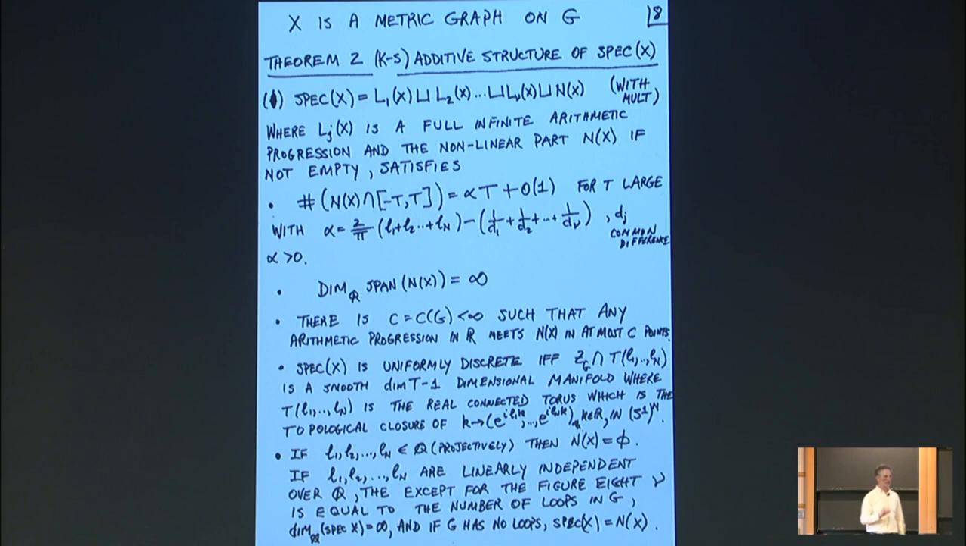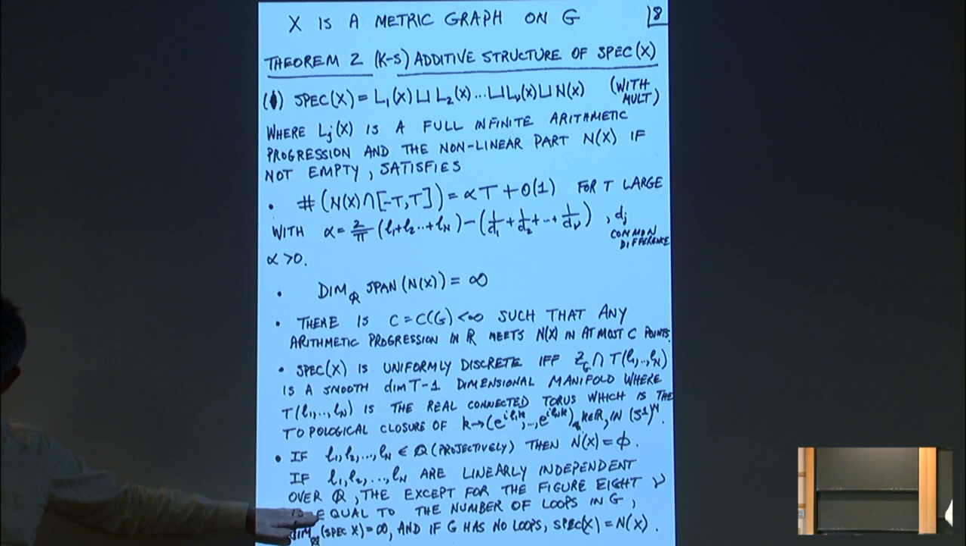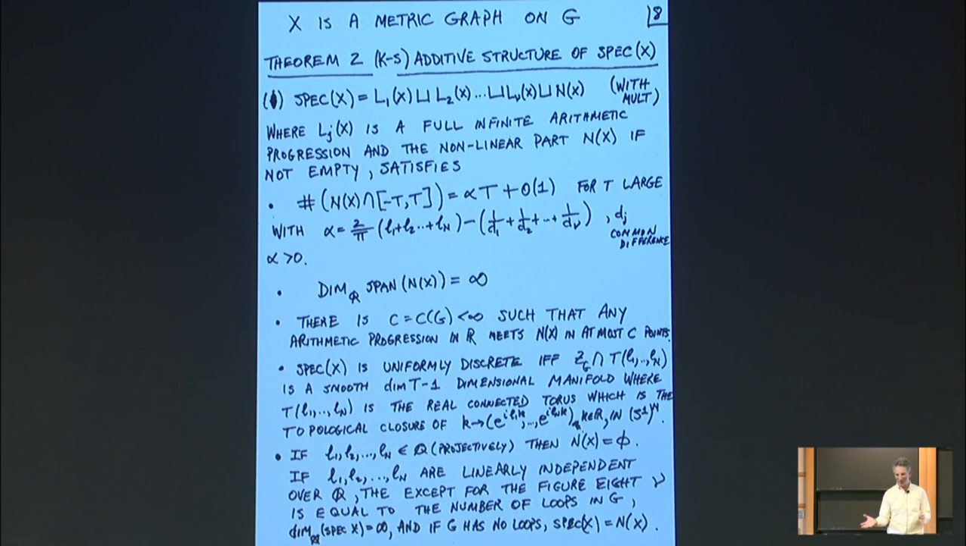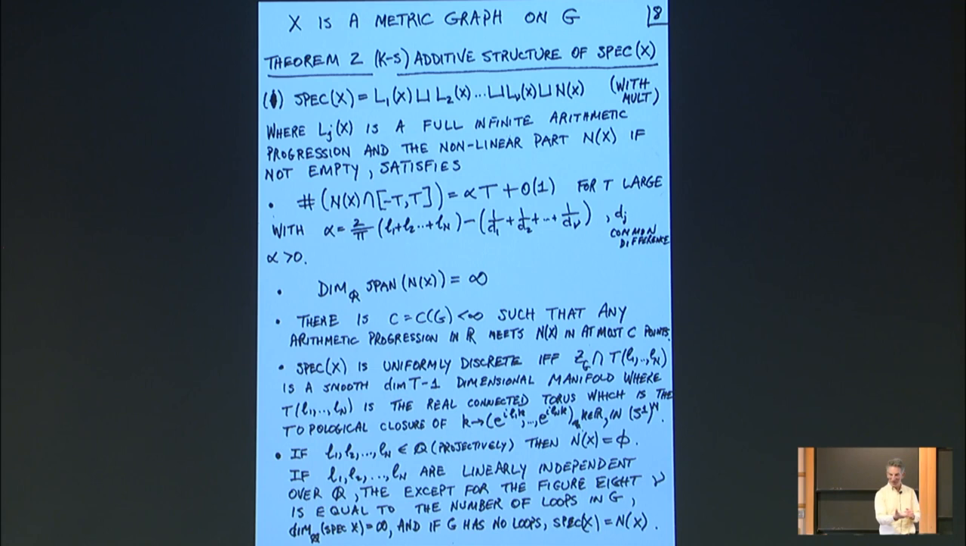And now the next statement is what? That if the lengths are, that's trivial. If the lengths are independent, yes. And you have no loops, yes. Then the entire spectrum is the nonlinear part. There's no linear part. So really, the linear part comes and we understand where it's coming from, and there's no nonlinear part. And the entire spectrum is this newly kind of unstructured nonlinear part.